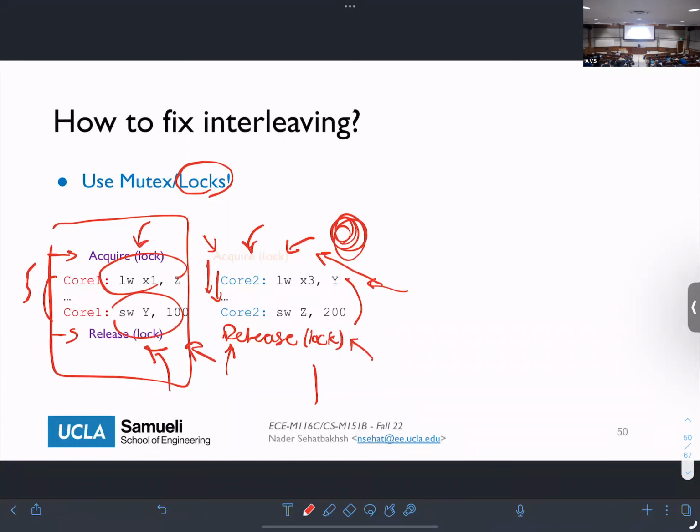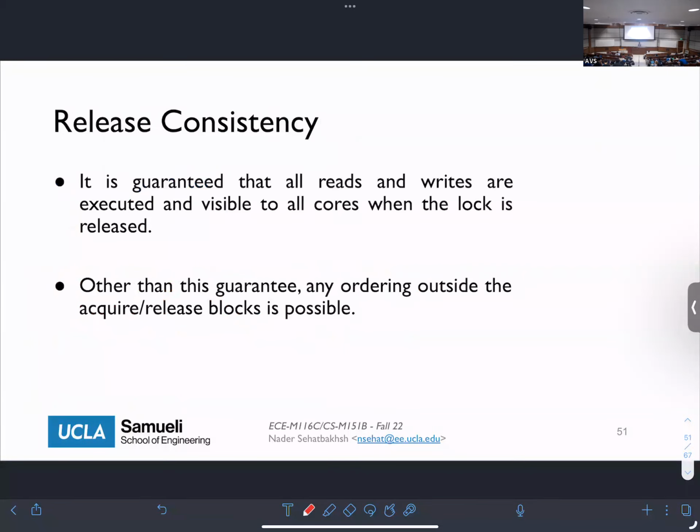So when we are actually reading Y, we're guaranteed that we are reading 100. All right. Or the other way around. If you're doing this first, and if you're reading Z, it is guaranteed that we're going to read 200. Okay, so it's not going to be interleaving between them. Again, what happens within each core might or might not be reordering. We don't know. Typically, you can do any reordering that you want. But what happens between the cores is that the other core will see everything in order from the other cores. Okay? And that's what we call release consistency.